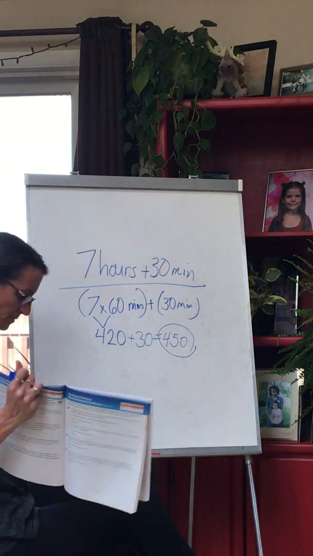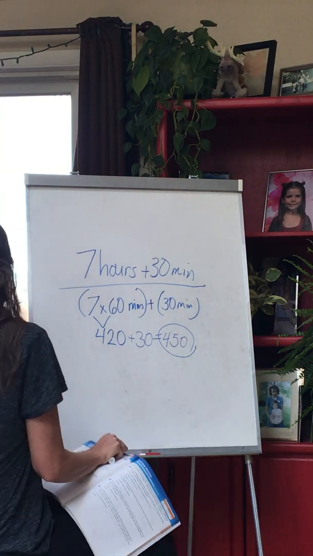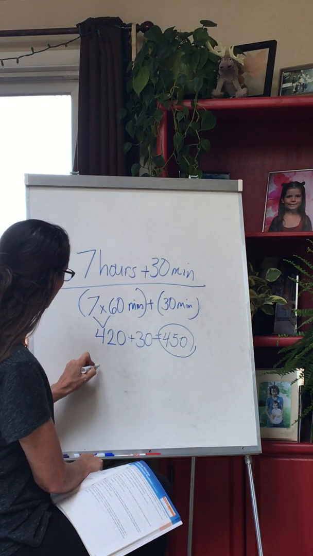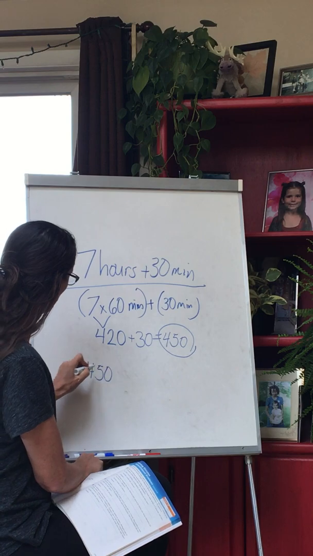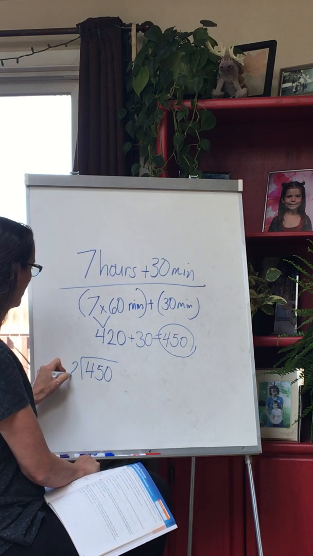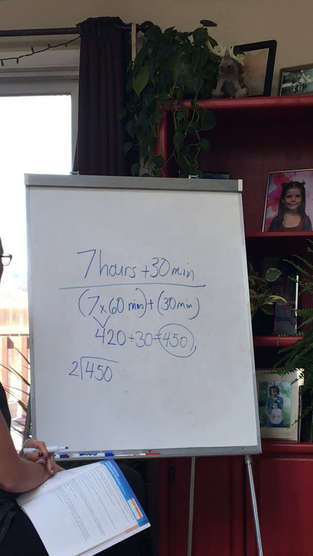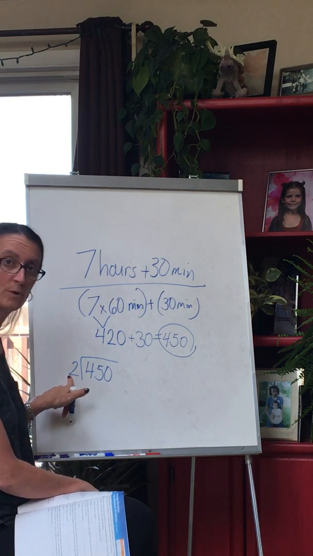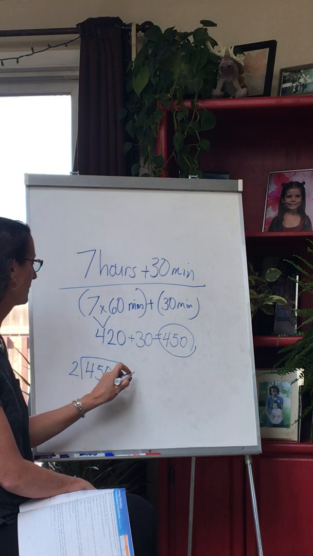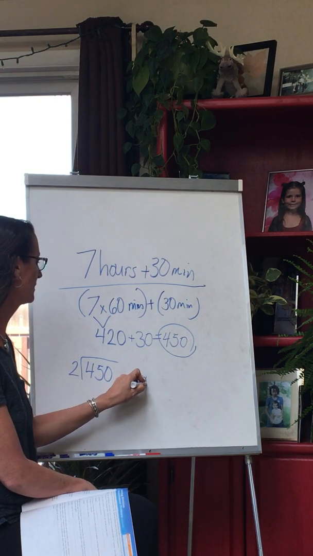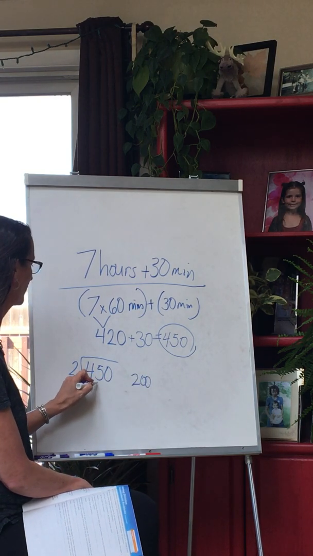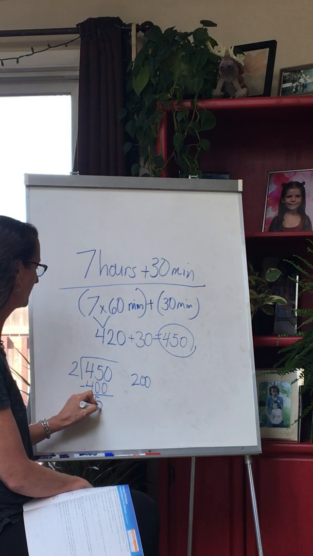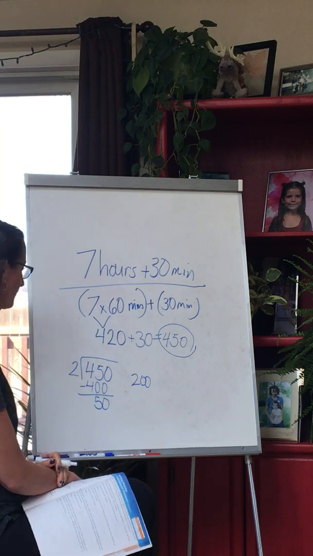So I would take 450 and I would divide that by 2. Okay? So I know 2 times 2 is 4. So 2 times 200 is 400. And then I have 50 left after subtraction.